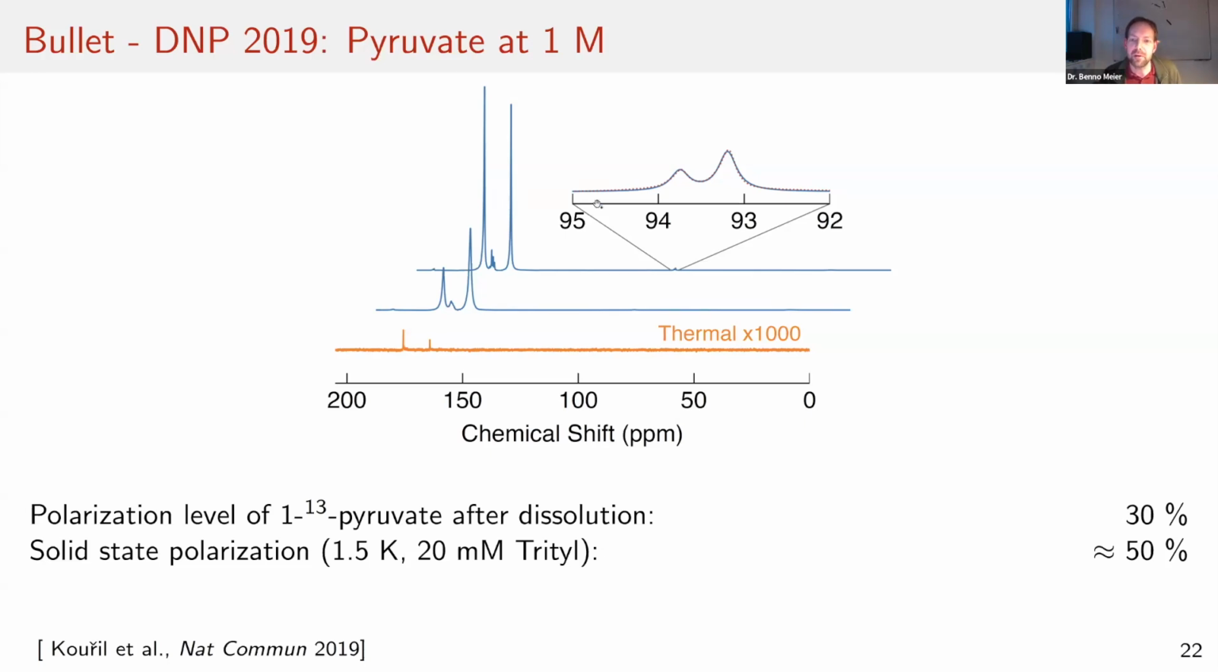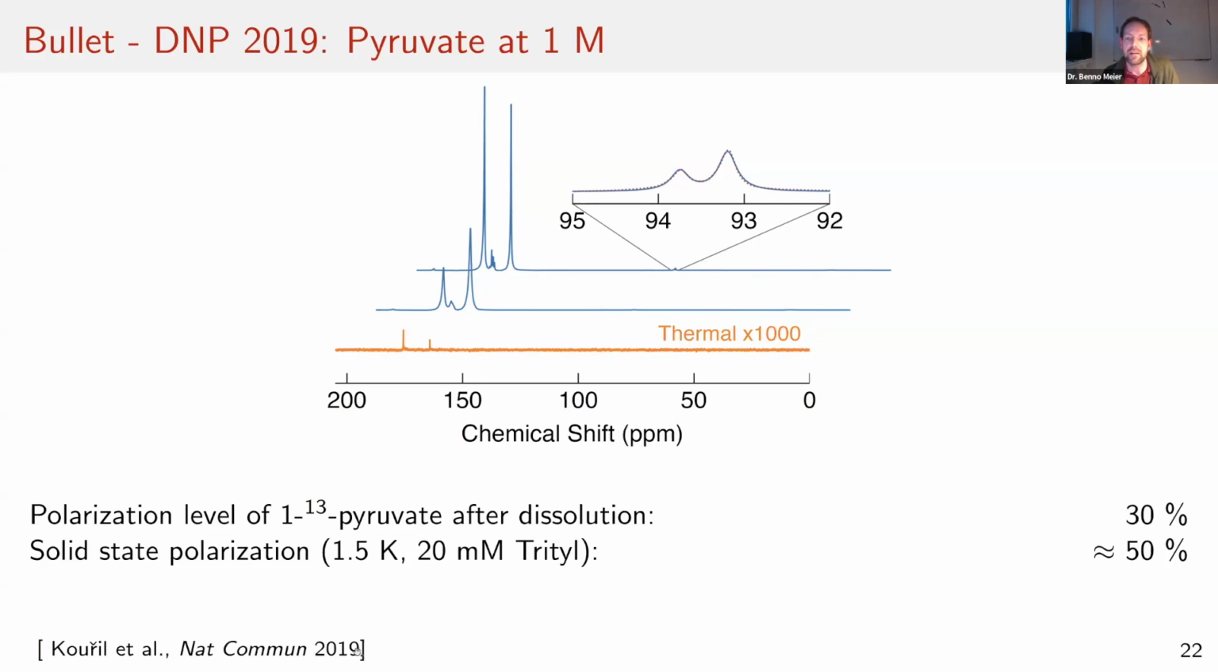What is also striking here in this data set is that the lines are very, very wide. So look, the lines are almost like half a ppm wide. And of course, that is a very fast R2, and that also costs resolution and sensitivity. So that was the state of affairs in 2019.